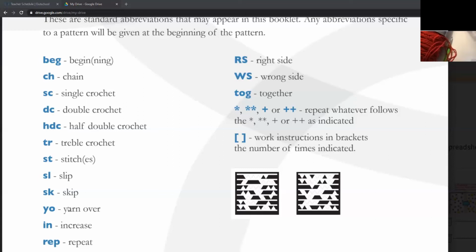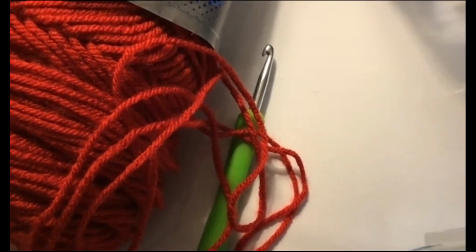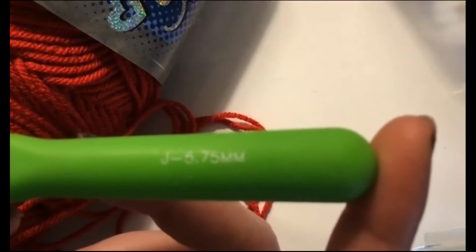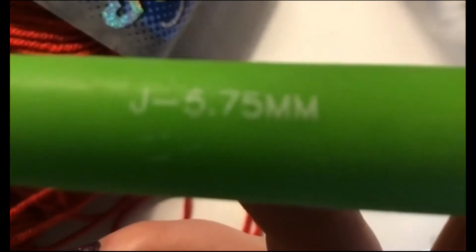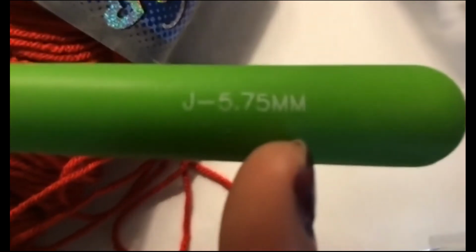So we're going to look at our needles and our yarn and talk about how that works there. So let me just make this bigger for us. So first of all, when you're looking at your needle, it'll say like a letter and something in millimeters. So this one says J 5.75 millimeters. Usually we can just use the letters, but universally you might use the millimeters depending on where you live.